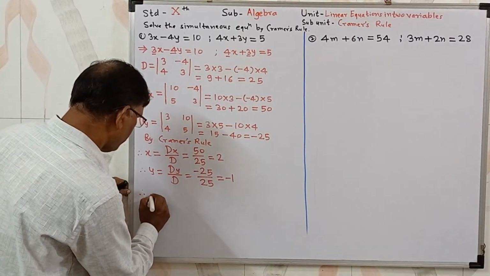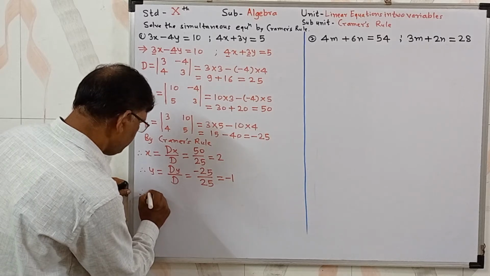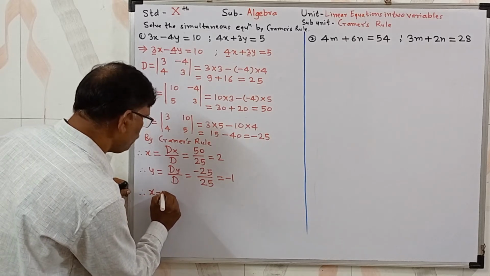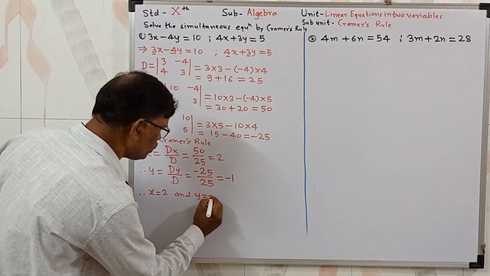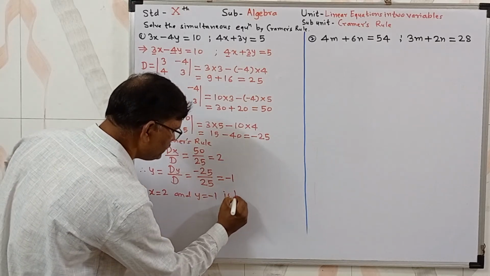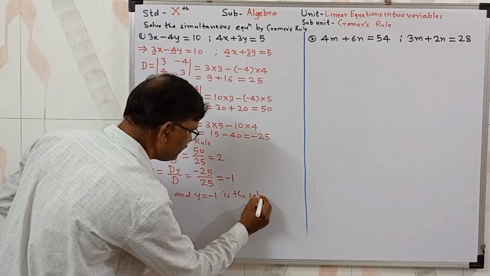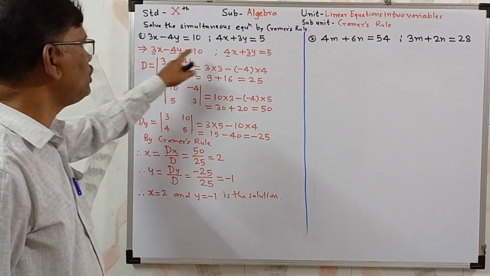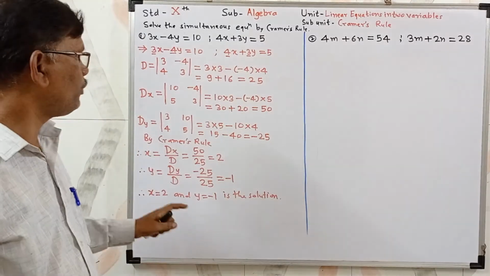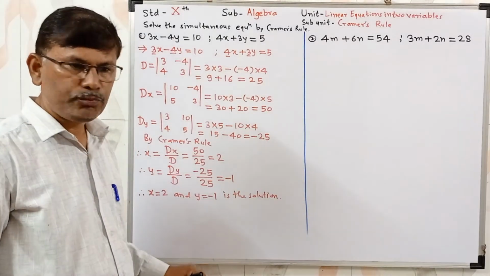So therefore x is equal to 2 and y is equal to minus 1 is the solution of these two equations. Understood?